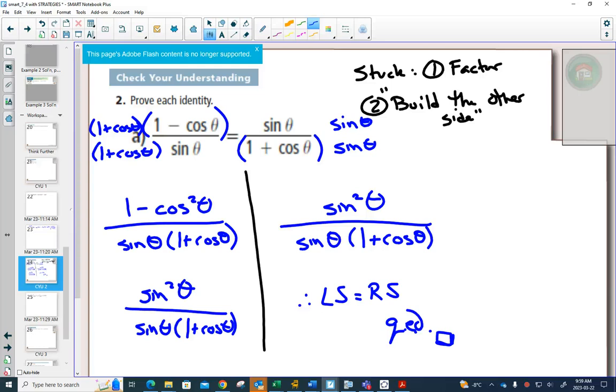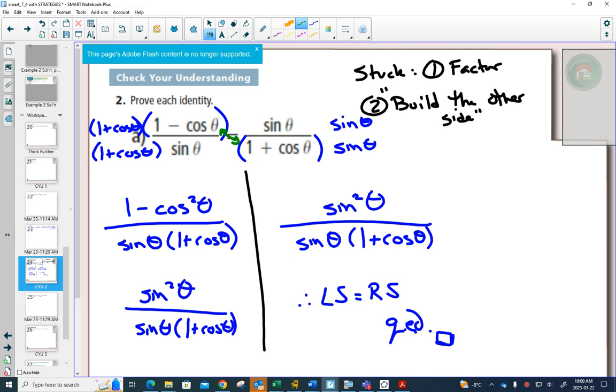Sometimes factoring will be faster, okay? So when you're stuck, you should always look if there's something you could factor first. But if not, you have the build the other side strategy. One of the hints for a build the other side strategy is if you look at the original equation and you have conjugates.